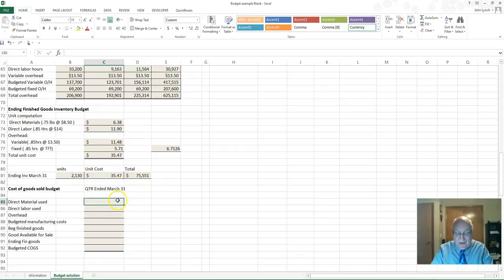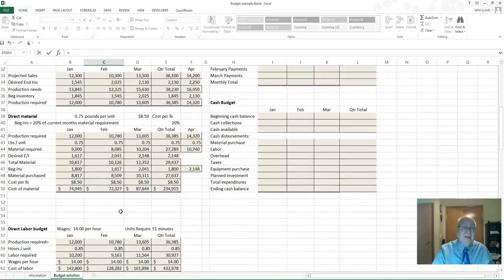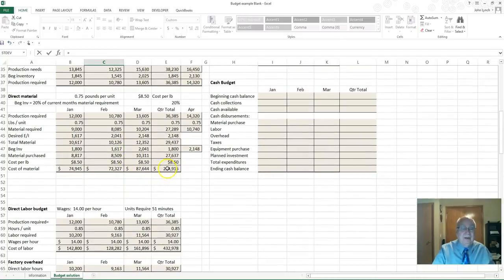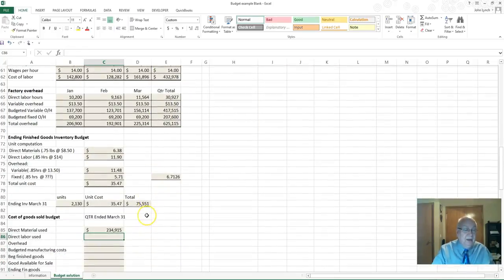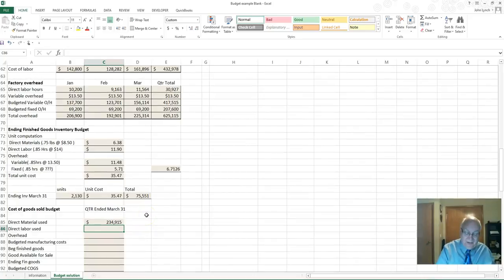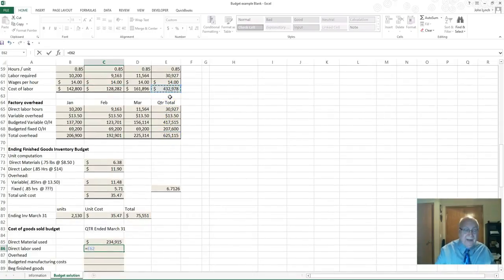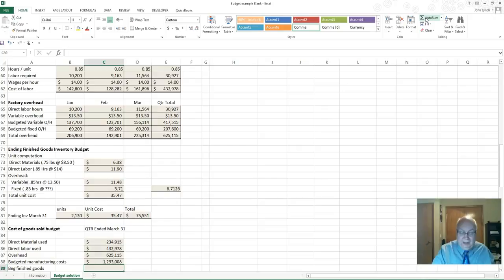So now the direct materials used. We come up here to our production budget, our direct material budget, and that's what we use, 234,915. Direct labor used is 432,978 for factory overhead. Overhead is 625. Total is 1,293,008.